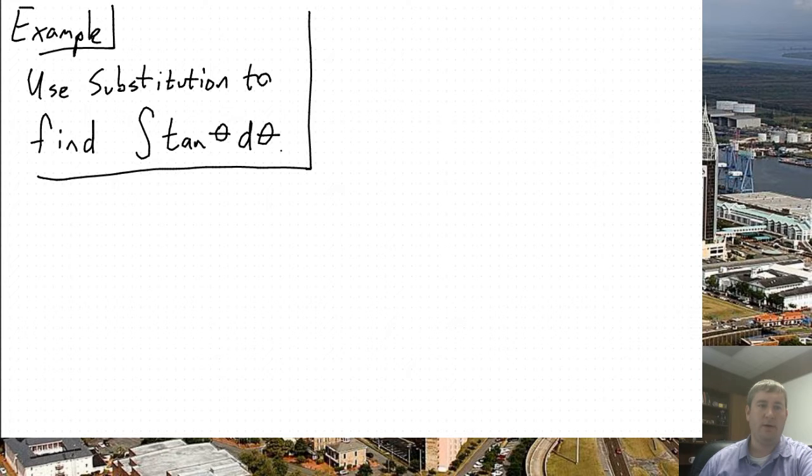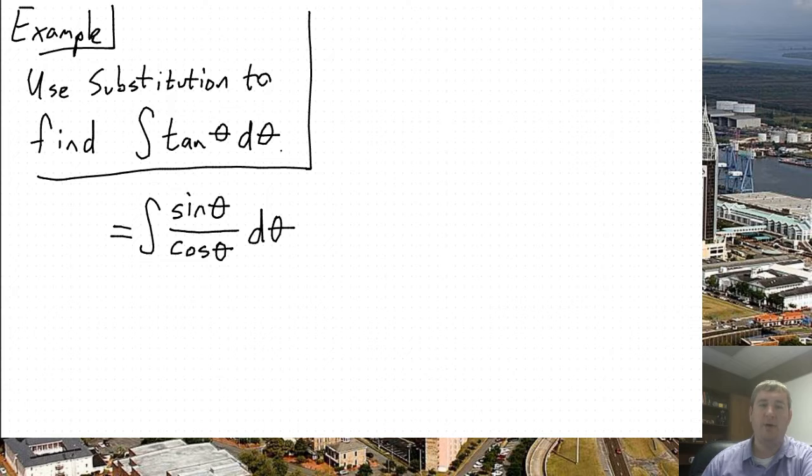Now, as written, this is not terribly clear to me how I would even proceed using substitution. What do I substitute? What turns out to be useful, as often is the case with trig and hyperbolic functions, is to rewrite everything in terms of sine and cosine. So I'll write this as sine of theta divided by cosine of theta d theta. And now I need to make a good substitution.